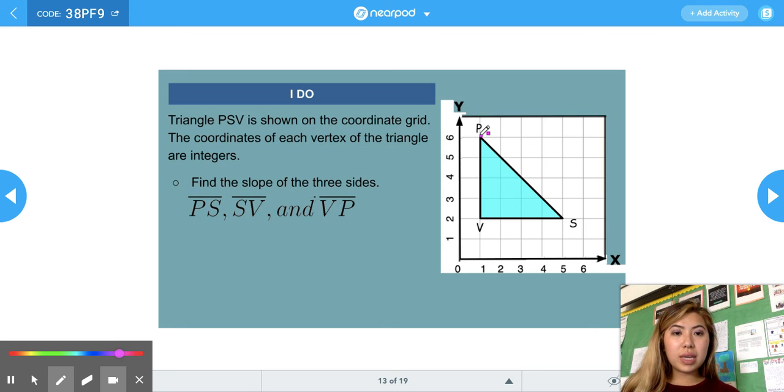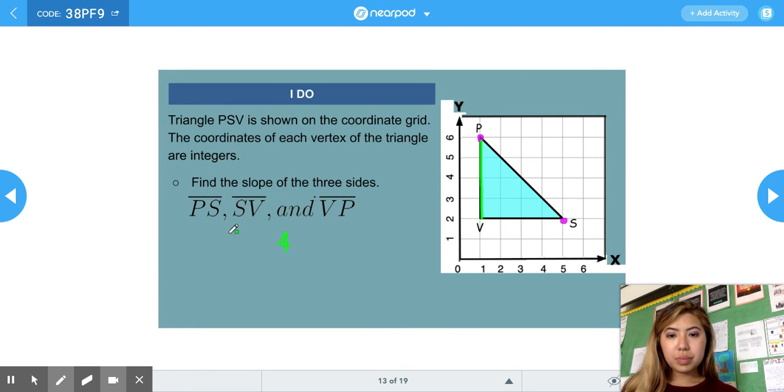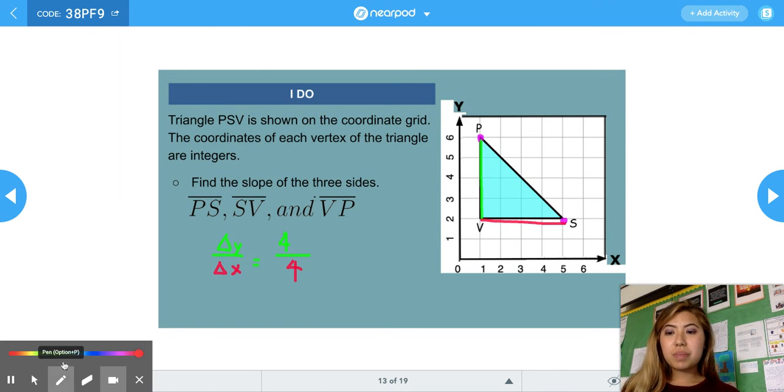From P to S, we're trying to find our slope. We're going to start by finding our change in y. If this is 6 right here and this is 2, the difference, 6 minus 2, is 4. And then our change in x, if this is 1 and this is 5, 5 minus 1, the difference is 4. So our change in y was 4, our change in x is 4. 4 divided by 4 is 1.